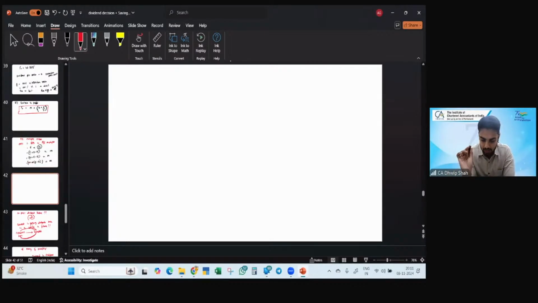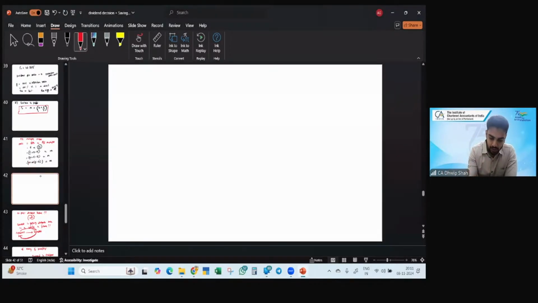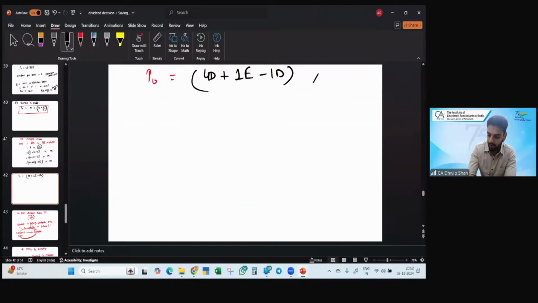Clear till here now? We have not reached the formula yet, but clear the logic behind the derivation. So can I say P0 is nothing but 4D plus 1E minus 1D, multiplied by the multiplier? Correct? 4D minus 1D. Can I say 3D plus E, multiplied by the multiplier? Correct? Any query still here?